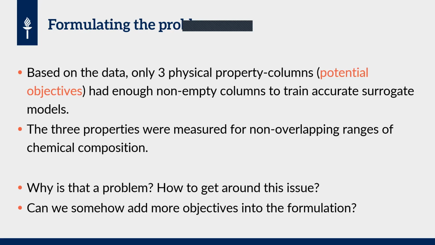So how can we get around this issue? And is there a way to somehow add even more objectives? Some way to extract even more information from the data? Because this is all the data that we have. We do not have the time or the money to create new compositions and test them again, and to form a new data set specifically for multi-objective optimization. This is all we have. So extracting as much information as we can would be very useful.